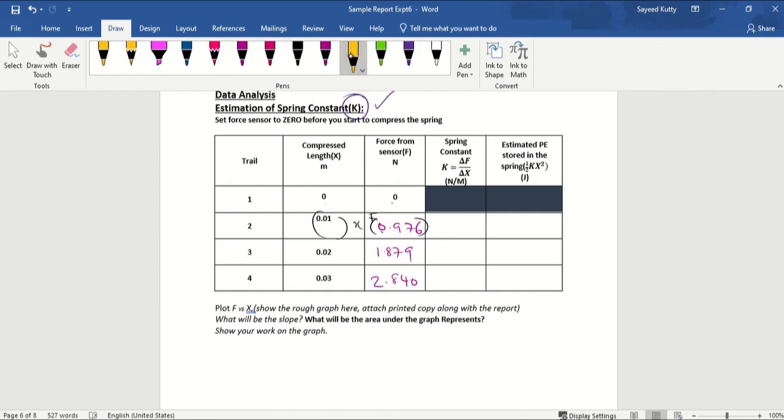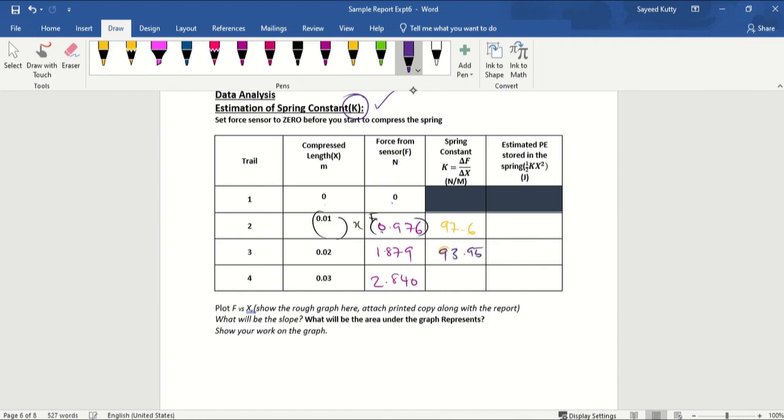So the first one is 0.976 divided by 0.01. So it will be 97.6. The next one is 1.879 divided by 0.02. It will be 93.95. You understand what I am doing?